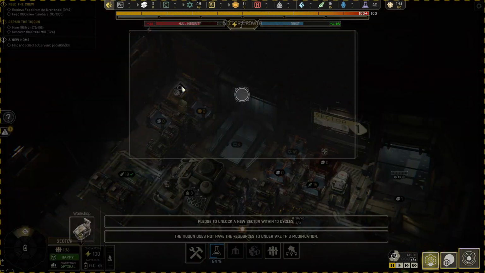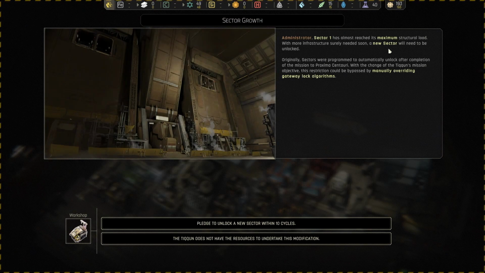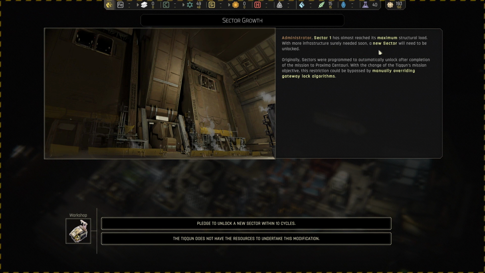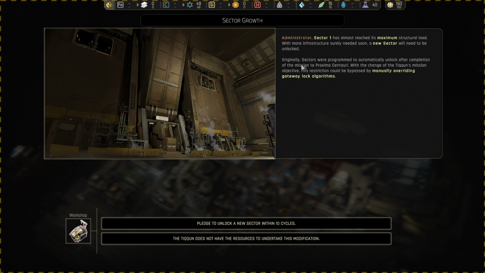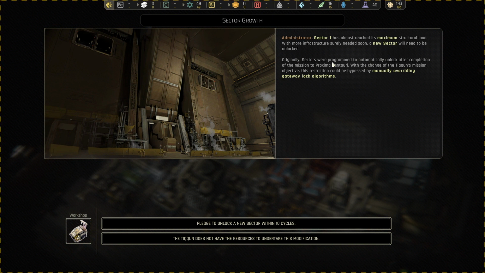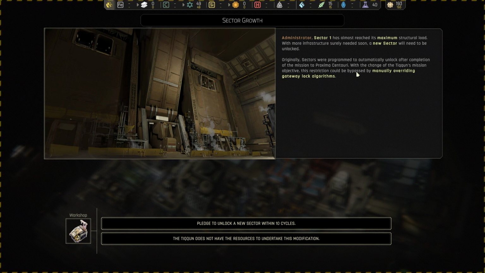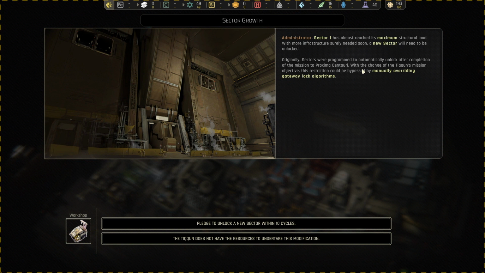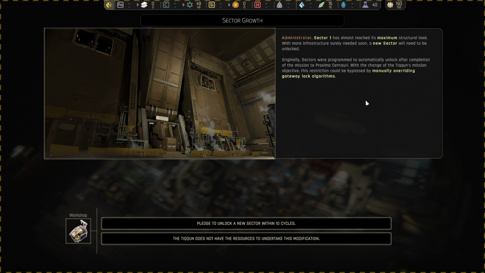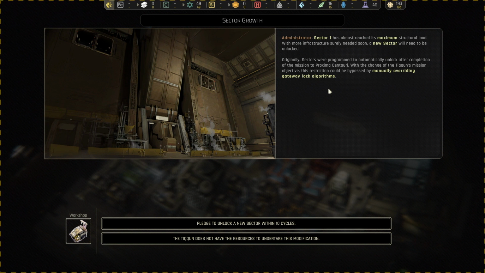Also, there's something over there I missed. Okay, hello, what are you? Sector 1 has almost reached maximum structural load. More infrastructure will surely be needed soon. A new sector will need to be unlocked. Originally, sectors were programmed to automatically unlock after completion of the mission to Proxima Centauri. With the change to the Tycoon's mission objective, this restriction could be bypassed by manually overriding gateway lock algorithms.